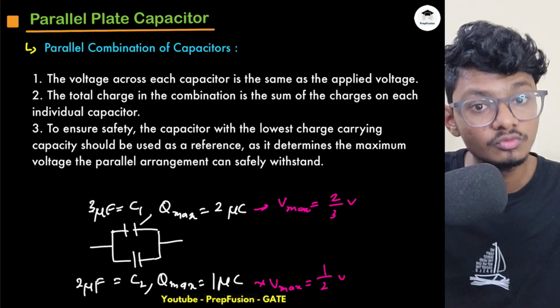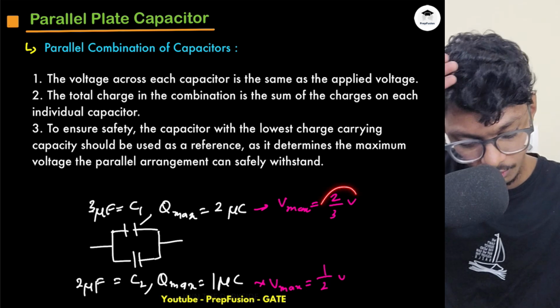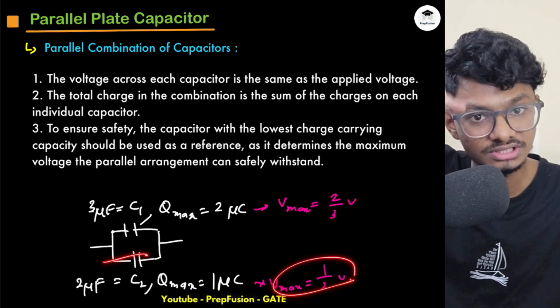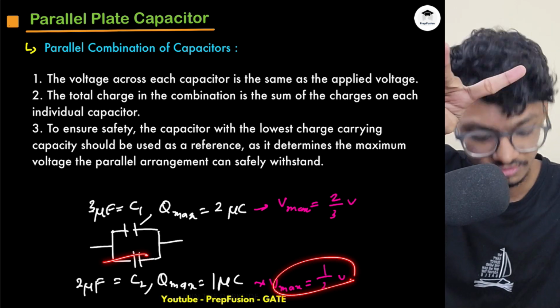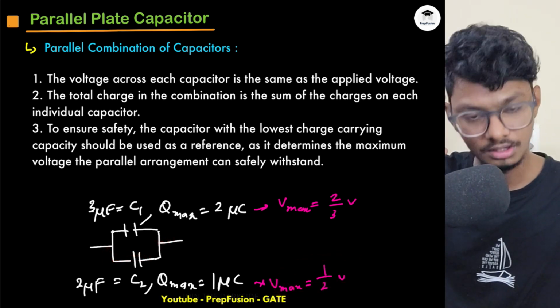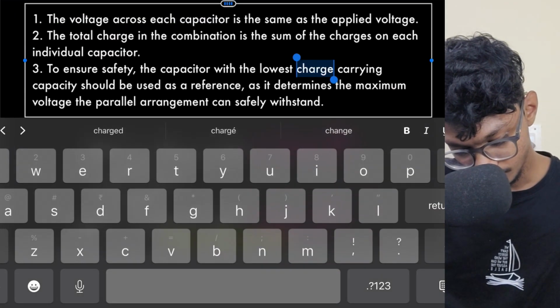Which one will you choose? The lowest. Because this is 0.67, and if I apply 0.67, this will get damaged. This is telling me I can only apply 0.5, but I have applied 0.67, so this will get damaged. So in case of parallel combination, I will choose the lowest voltage.